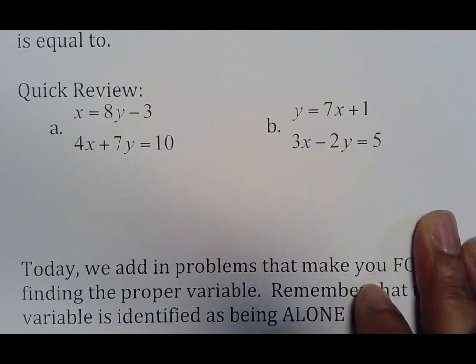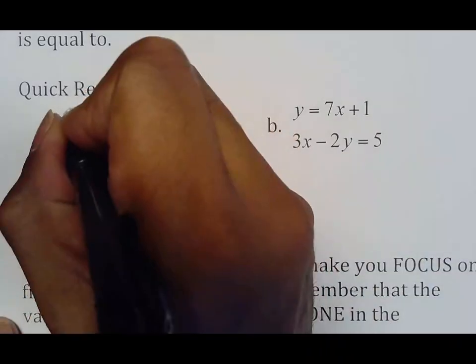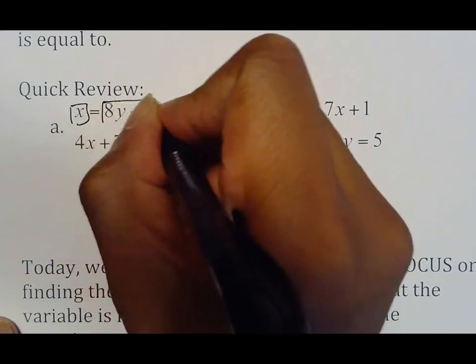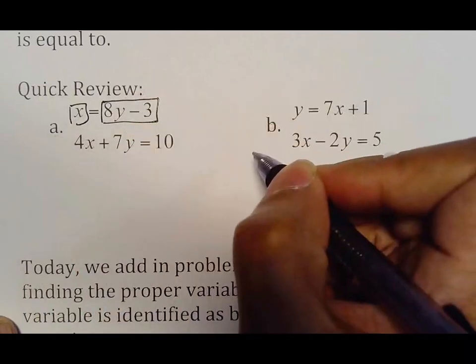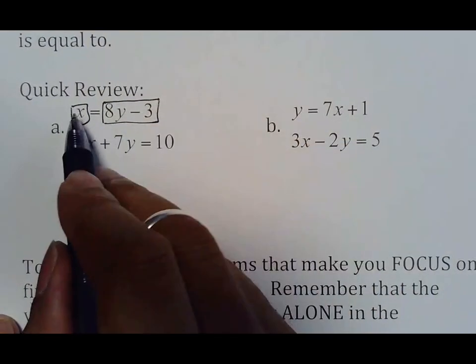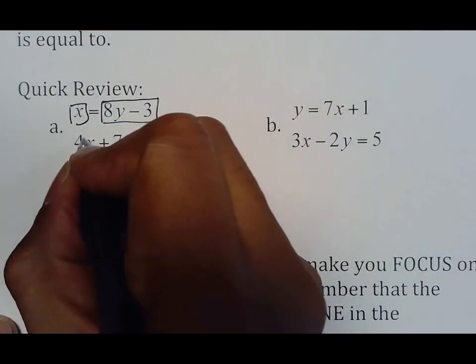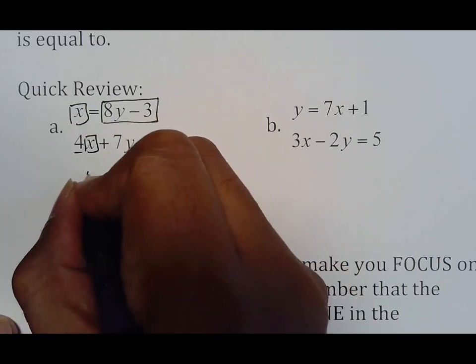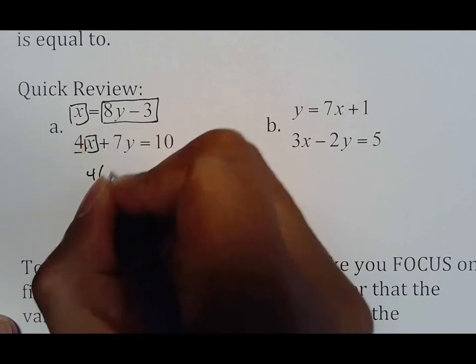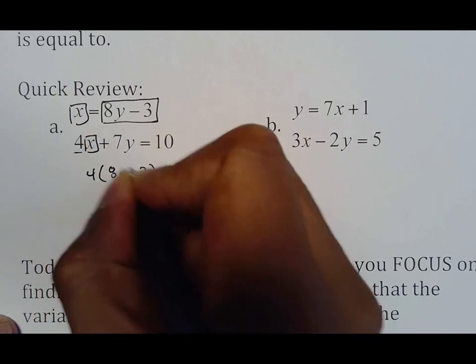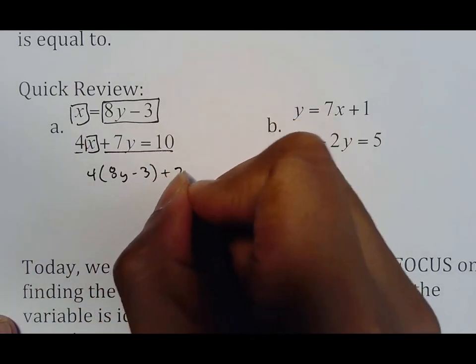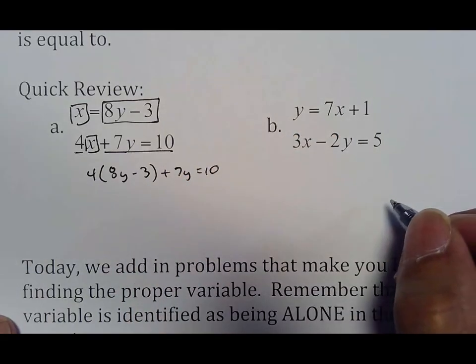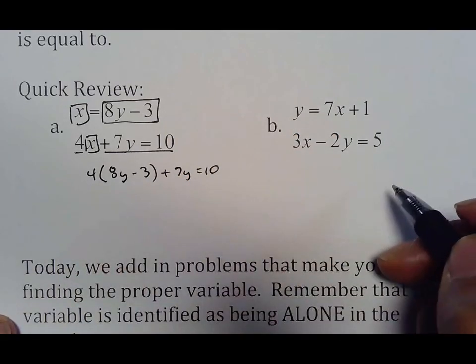So a quick review of what we did last lesson was we realized that this x is alone. I'm sorry, I just do it because it's natural habit. I see an x by itself, I know I'm going to substitute for it, and so I put that here, and again you wrote everything in front of the box, which is 4 parentheses, substitute 8y minus 3, and then everything behind plus 7y equal 10.